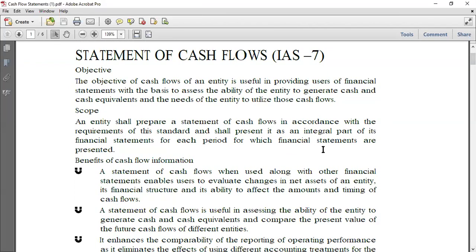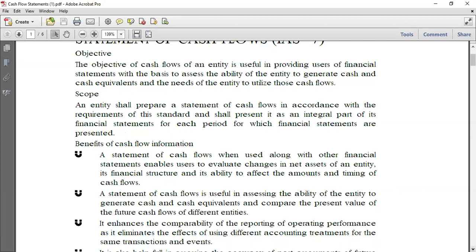Now, the cash flow statement is also prepared at the end of the year. And in preparing it, as we shall proceed to see, we basically use the statement of financial position and the statement of profit and loss. So we shall see how that comes into play. So these are the benefits of the cash flow information.